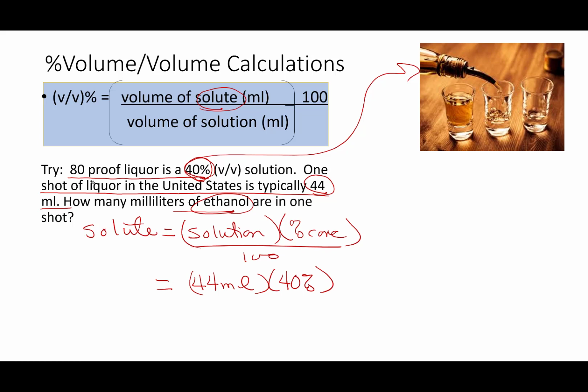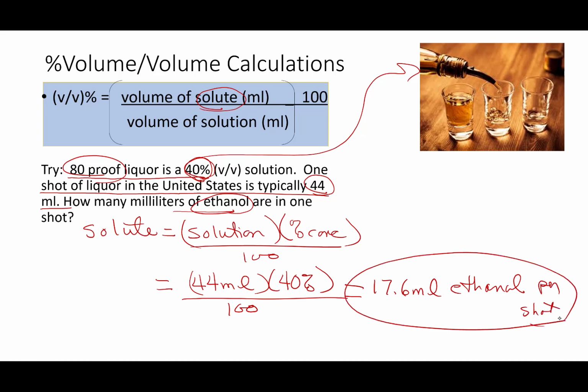Why did I even mention the 80 proof? Just for familiarity for you, because that's how you may have heard of it in your life. And let's do the math. I'm going to grab a calculator. 44 times 40 divided by 100. So that is 17.6 milliliters of ethanol, ethyl alcohol per shot of liquor.